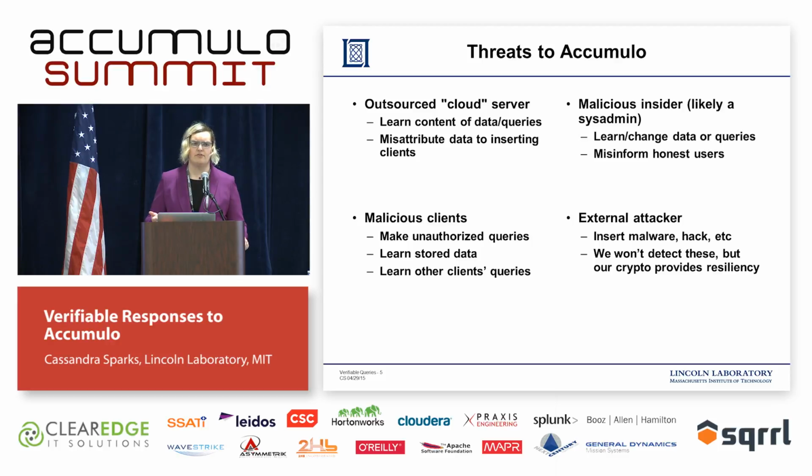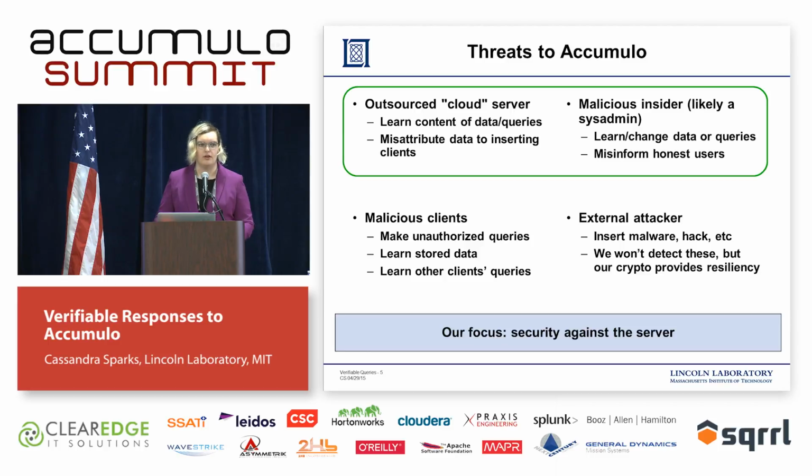You can also imagine an external attacker, someone who doesn't have legitimate access to the server but tries to hack into it and gain access. We aren't designing things that would detect that in particular, but if they do manage to compromise some of the hardware in the system or get an admin account on the system, we would be resilient to that kind of threat. Like I said before, we're focusing on the malicious server side of things. What if we do have this outsourced cloud situation, or a malicious system administrator, or some of the hardware that Accumulo is actually running on is compromised in some way?